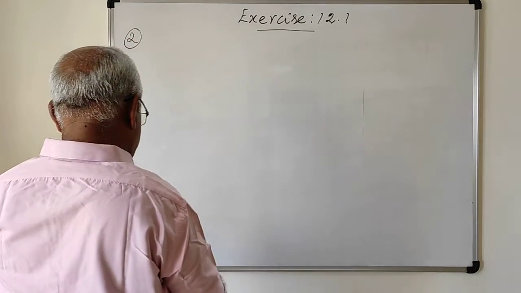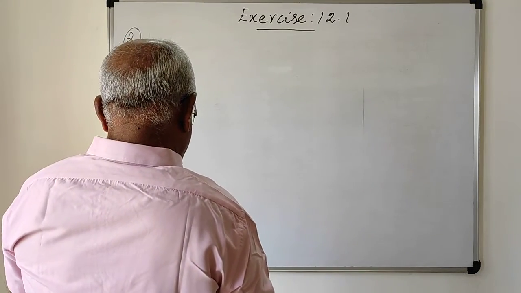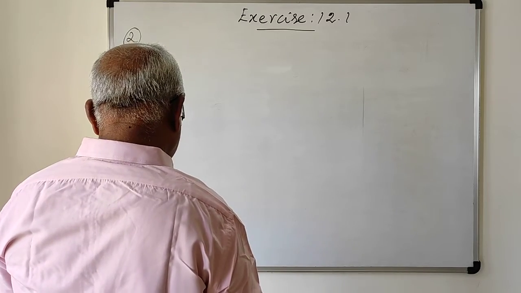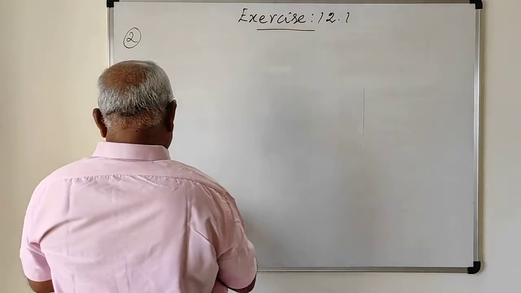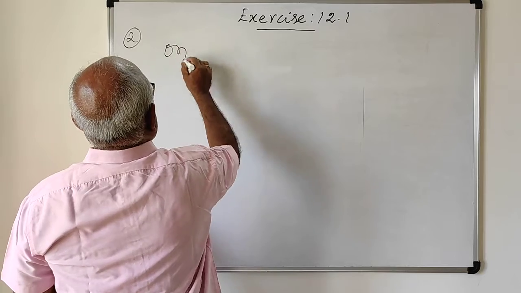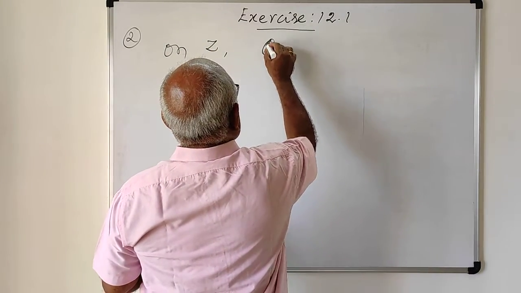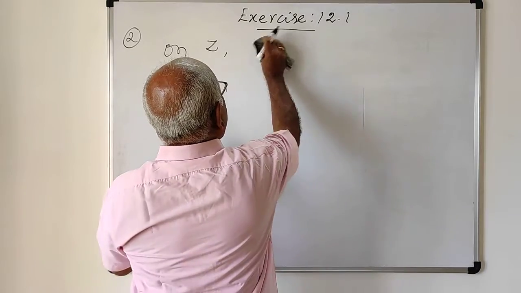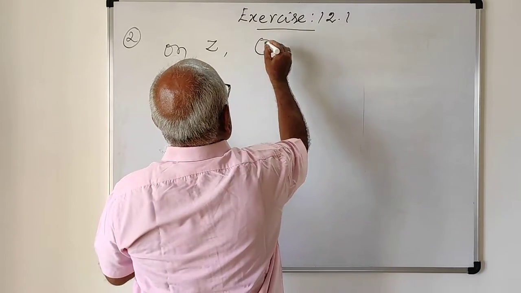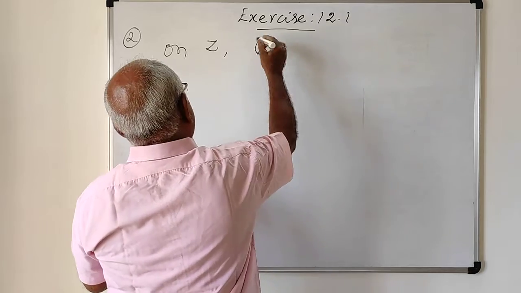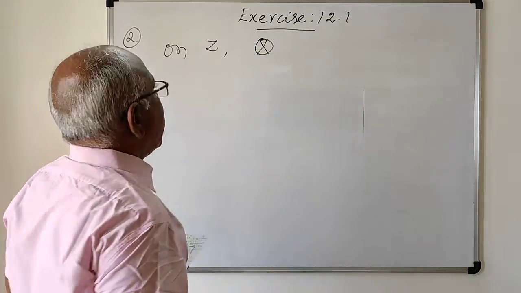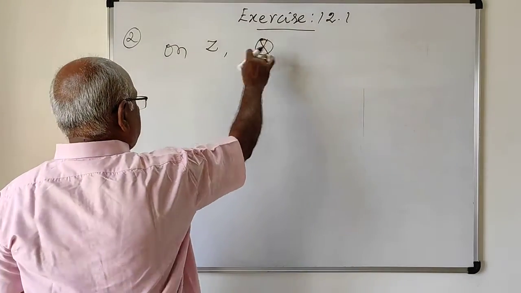Second problem. On the set of integers Z, the circle cross is a binary operation. This is the binary operation, and we can call it circle cross.